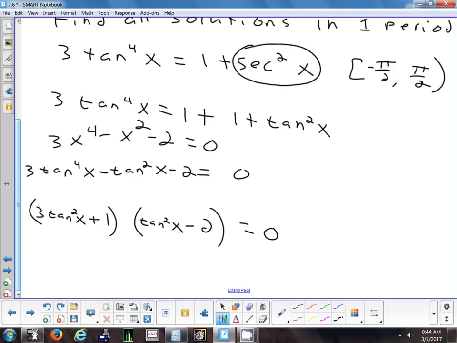1. Let's check it. So we get 3 tangent squared times tangent squared. It's 3 tangent to the 4th. We're going to get a 3. Just check the numbers in front. 3 times negative 2 is negative 6. What's 1 times 1?